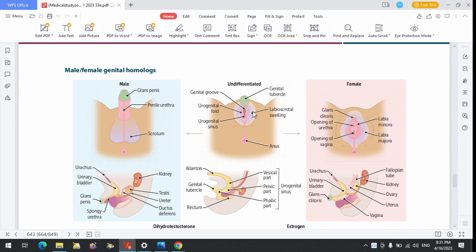Now, this genital tubercle, if it is differentiating towards the male, is going to elongate as a penis, as a glans penis. Are you guys with me? As a glans penis. You know that we cannot just say penis. Penis is made up of so many things. Penile urethra is part of the penis. The glans is part of the penis.